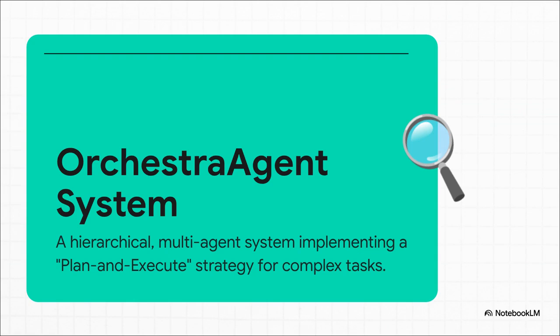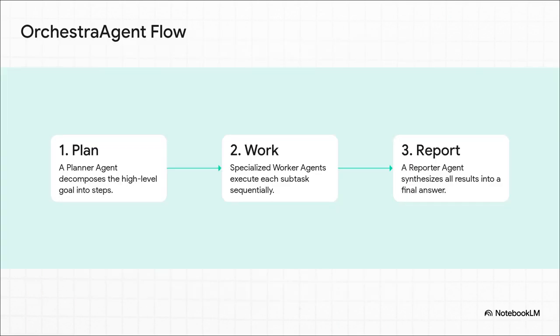But what about the really gnarly, complex problems? Well, for that, you have the OrchestraAgent, and the name is perfect. This is a hierarchical, multi-agent system. Think of it like a conductor leading different sections of an orchestra. It uses a really structured plan and execute strategy that's all about one thing: maximum reliability. The workflow here is very deterministic, which is key for production systems.